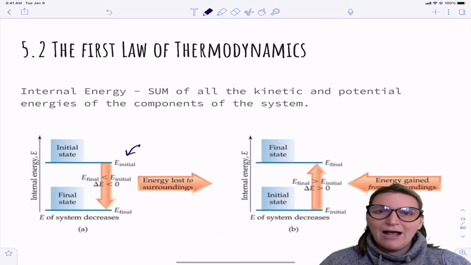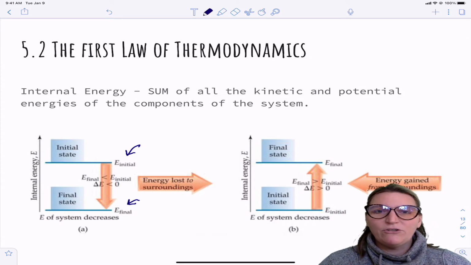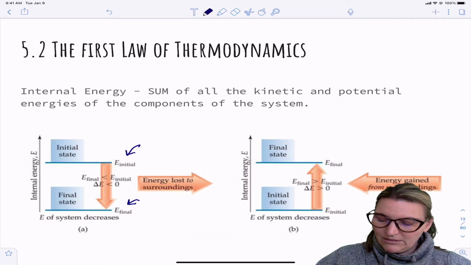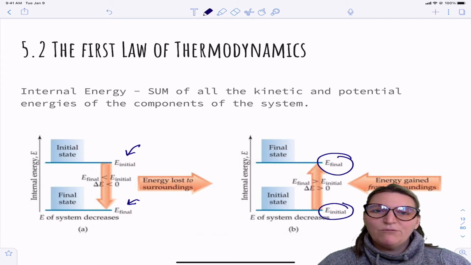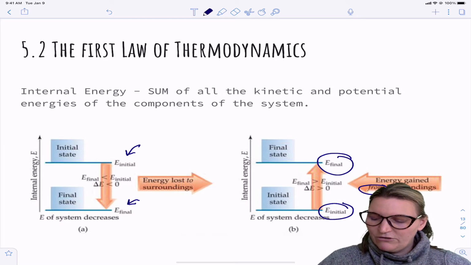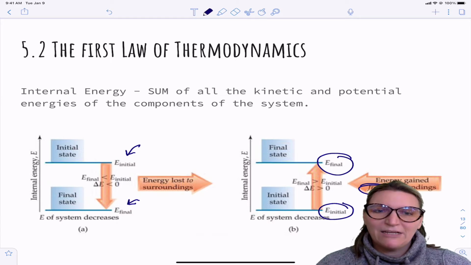starts out with a high energy and then ends with a low energy, then energy must be lost to the surroundings. And if the system starts with low energy and ends in high energy, then it must have gained energy, and it gained energy from the surroundings. Every time that something gains energy, something else must lose energy. Energy is never created nor destroyed.